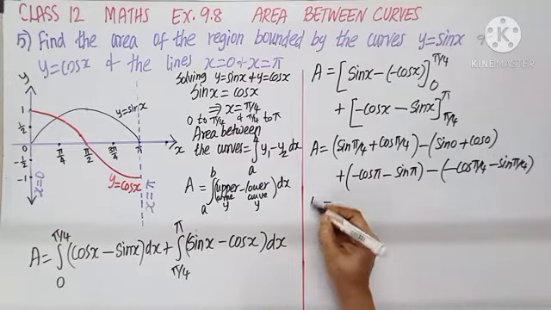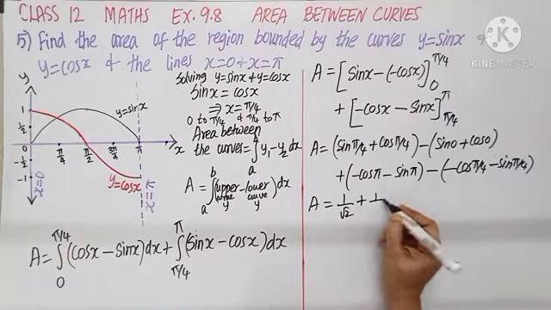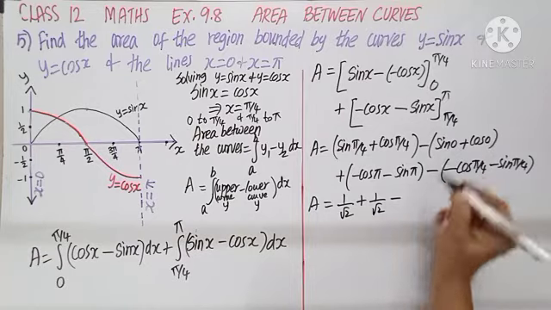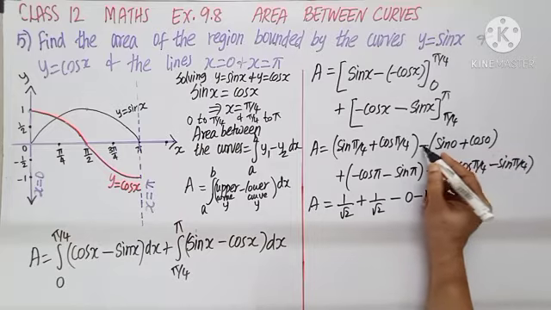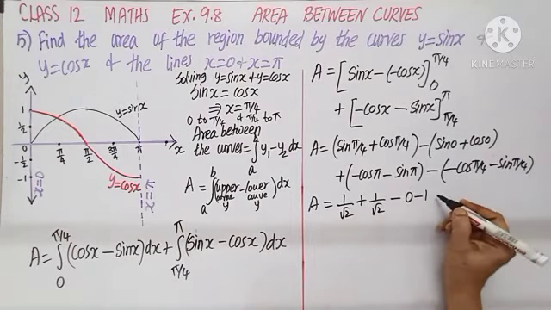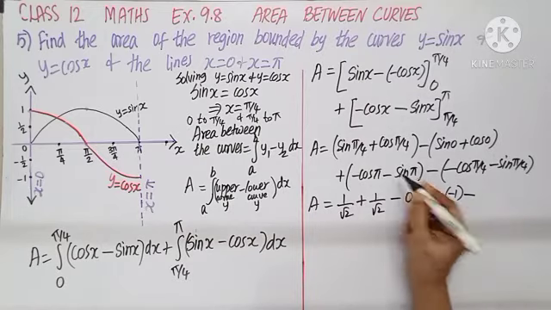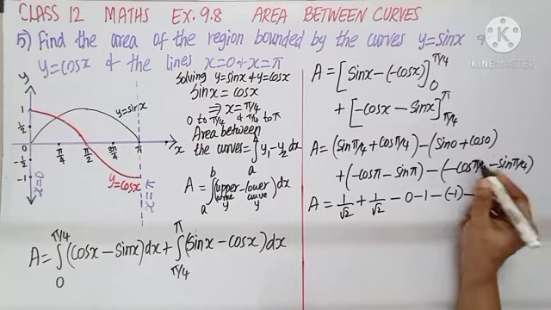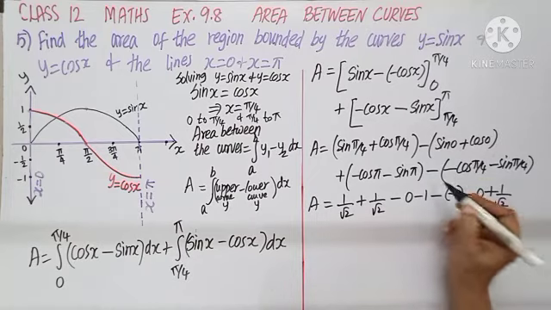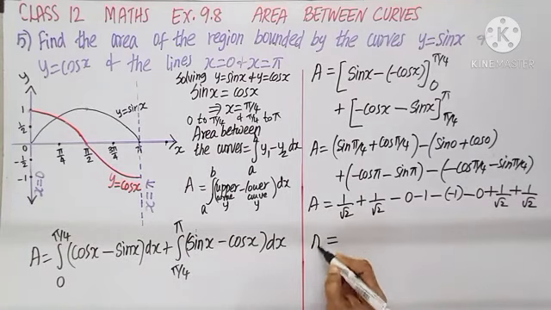Let us recall the values. Sin pi by 4 is 1 by root 2. Cos pi by 4 is 1 by root 2. Sin 0 is 0. Cos 0 is 1, with the minus symbol here. Minus cos pi is minus 1. Sin pi is 0. Minus into minus is plus. Cos pi by 4 is 1 by root 2. Minus into minus is plus. Sin pi by 4 is also 1 by root 2.